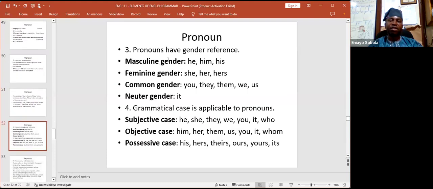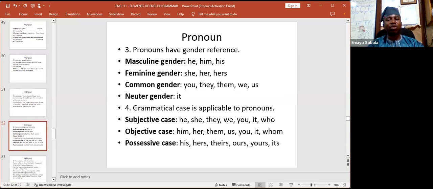Number 3, pronouns have gender reference. For example, here we have a masculine gender represented by the pronouns he, him, his. Feminine gender represented by the pronouns she, her, hers. Common gender: you, they, them, we, us, and neutral gender.